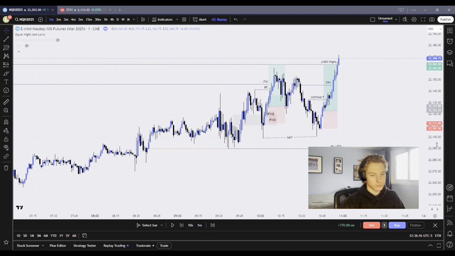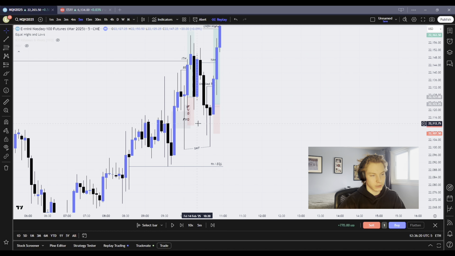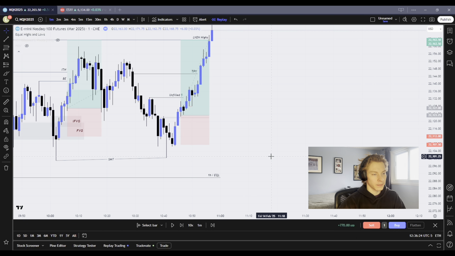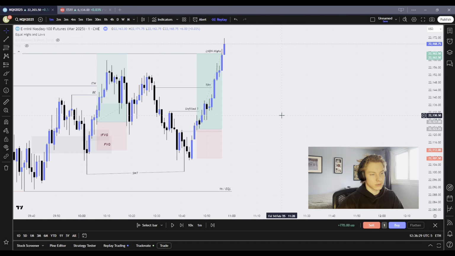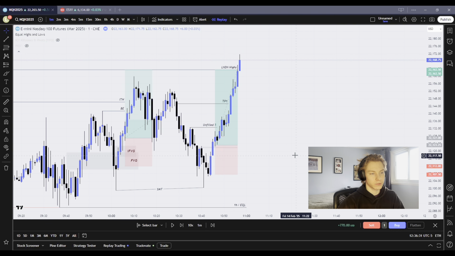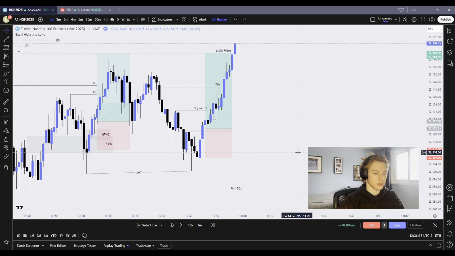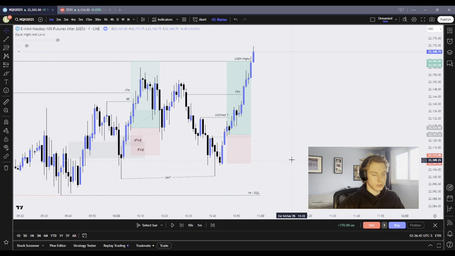So if we're still respecting PD arrays, like you see here, we still respected this 5. We have an SMT with this 10 a.m. low. We can just expect this to go and take out the draw now. That's all we need. We don't need a picture perfect setup. We just need the best we can get with the conditions we have. And that's exactly what we got today. And yeah, that's how I made, what was it, 1,700 in the last 2 days.